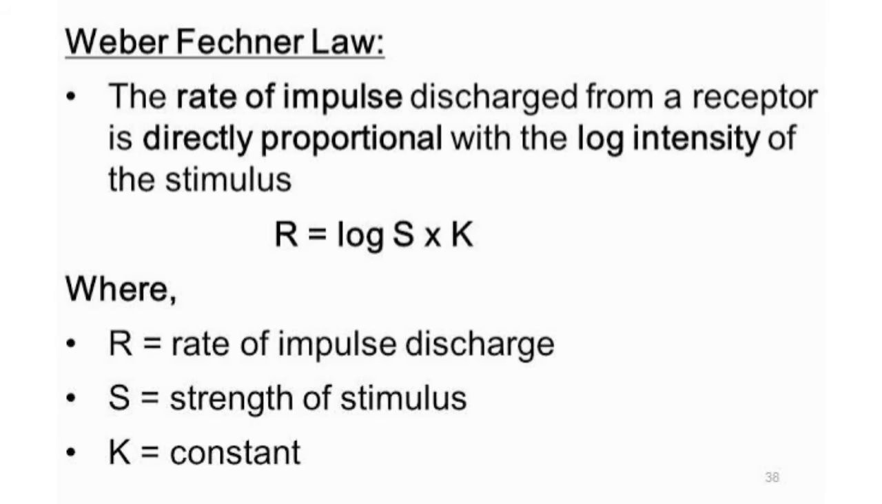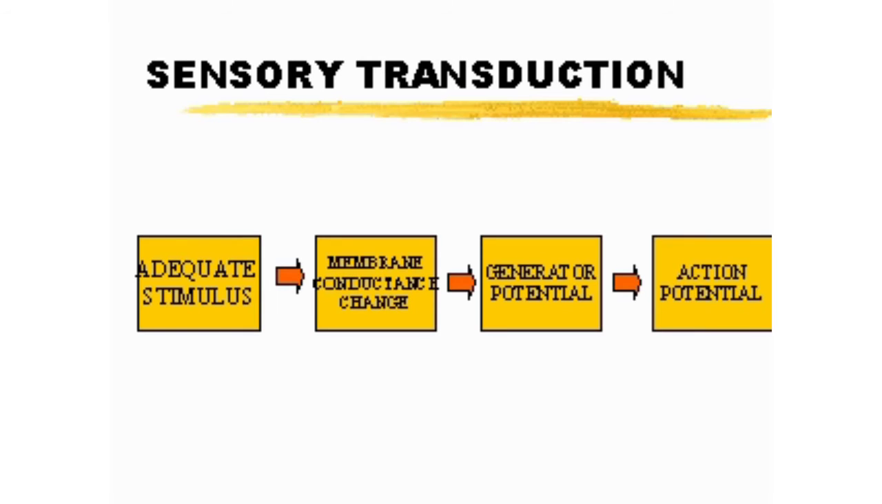Next is Weber-Fechner law. The response is equal to a constant times the logarithm of the stimulus. It states that the intensity of response is directly proportional to the logarithmic increase in the intensity of stimulus. Now sensory transduction. It is the conversion of a stimulus into an action potential after sensing by the receptor.